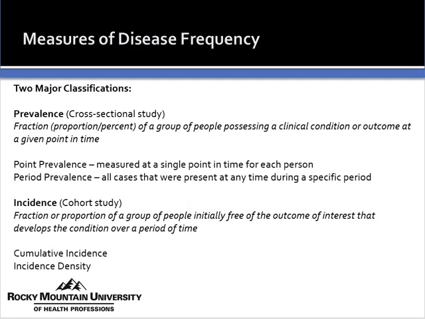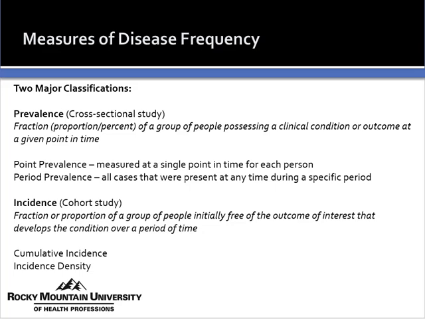The two major classifications for disease frequency are prevalence and incidence. Prevalence, also known as cross-sectional studies, is the fraction or the proportion or the percentage of a group of people possessing a clinical condition or outcome at a given point in time. There are two prevalence measures that we'll discuss: a point prevalence measured at a single point in time for each person, and a period prevalence. Period prevalence is almost kind of a mix between point prevalence and incidence. Period prevalence is all the cases that were present at any time during a specific period of time.